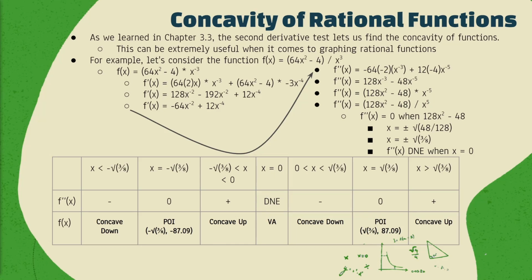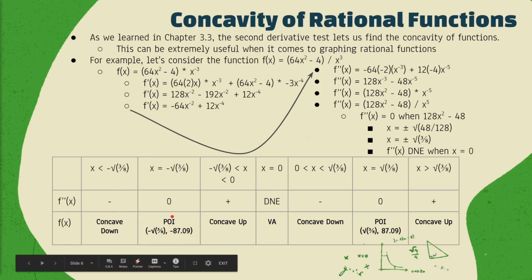So when we look at the full picture, we actually figure out that we were going concave down until we hit our point of inflection at negative square root of 3/8 and negative 87.1 around there. Then we started going concave up until we hit our vertical asymptote. After the vertical asymptote, we started going down, so concave down like a frowny face. We reached our point of inflection once again, and then we started going back up.